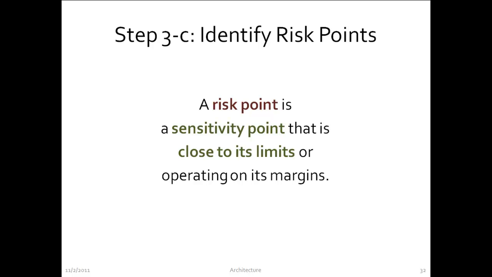So in case the load on the system increases beyond a certain amount, or the number of users increases, whatever it might be, that component of the architecture is likely to be stressed beyond being able to meet its requirements. Those components or properties are known as risk points.